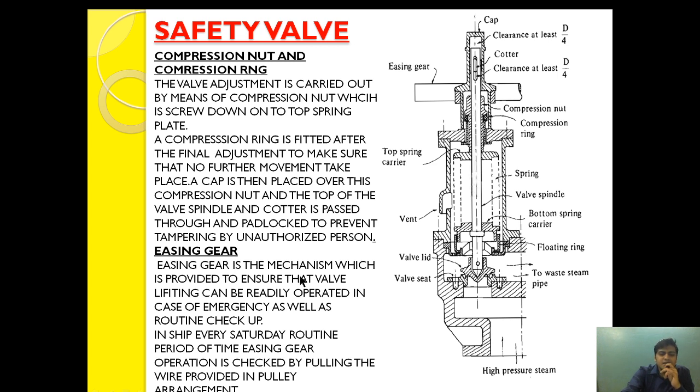Easing gear is a mechanism provided to ensure that the lifting can be readily operated in case of emergency as well as for routine checkup. On ships, every Saturday, as a routine, the easing gear operation is checked by pulling the wire in a pulley arrangement. So basically, a pulley arrangement is provided through which we can pull and check whether the safety valve is working fine or not.